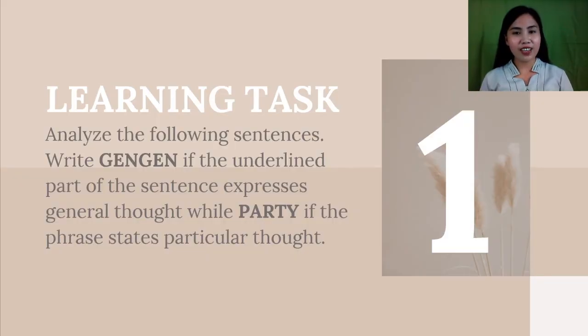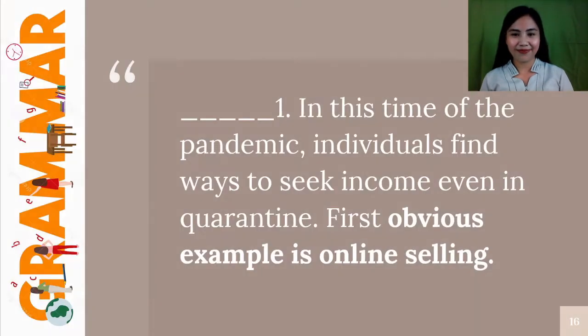Now, let's assess your understanding of our lesson by answering the following learning tasks. Learning task 1. Analyze the following sentences. Write "gen" if the underlined part of the sentence expresses general thought, while "part" if the phrase states particular thought. Number 1. In this time of the pandemic, individuals find ways to seek income even in quarantine.